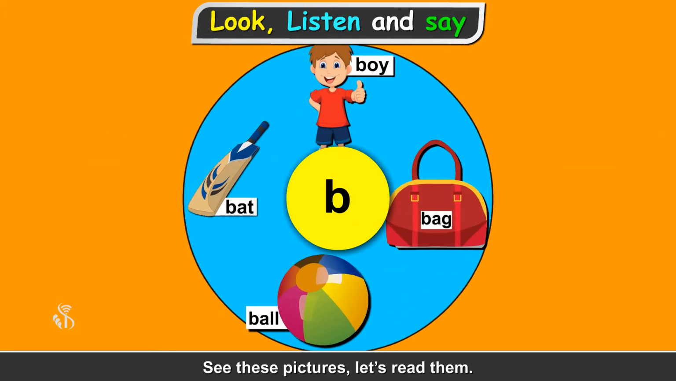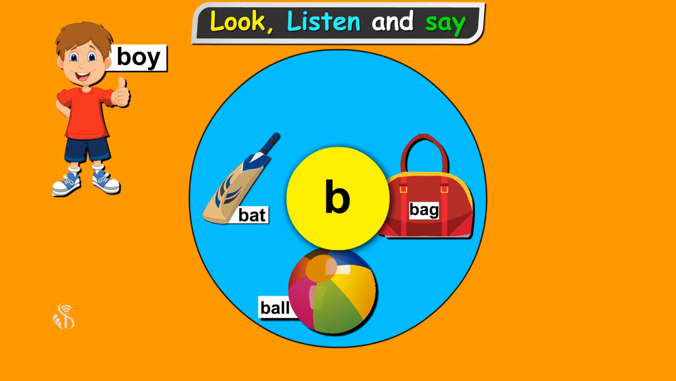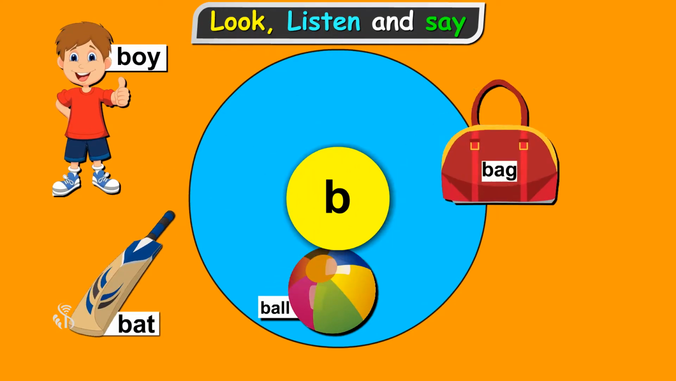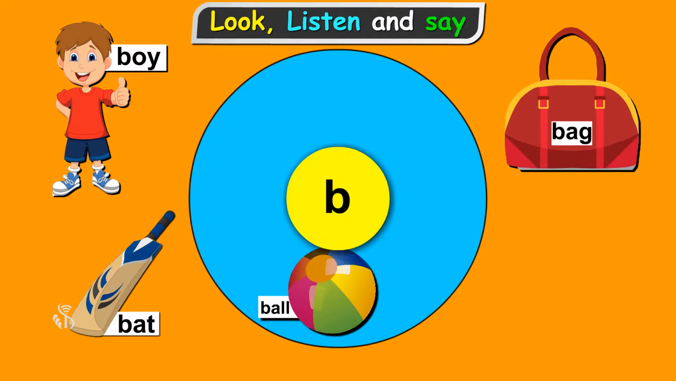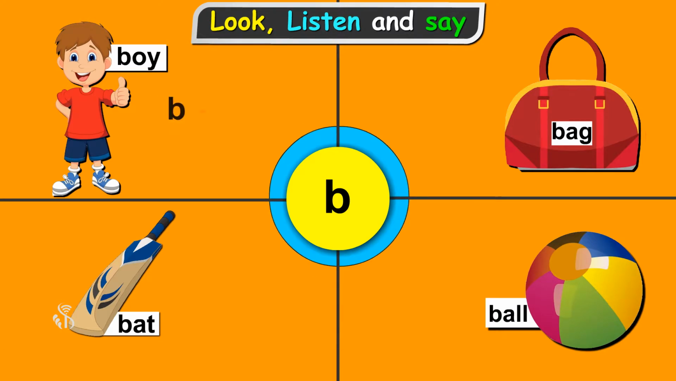See these pictures. Let's read them. B for boy. B for bat. B for bag. B for ball. Now let's spell them as well.